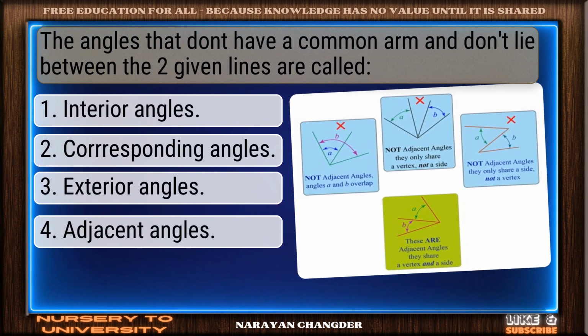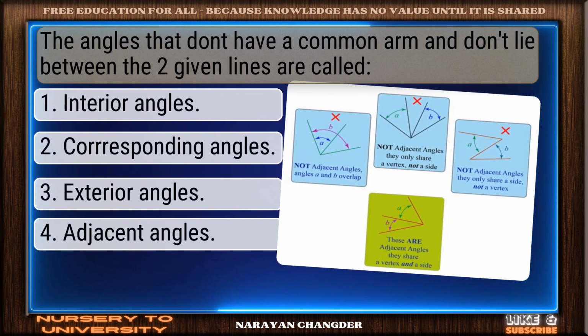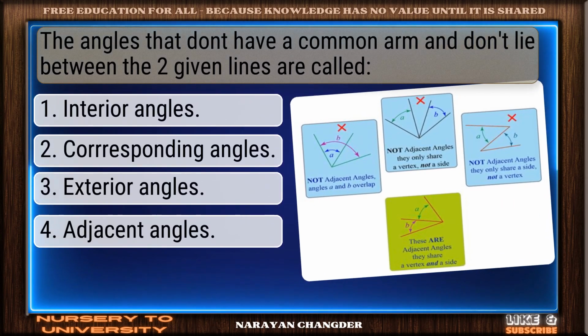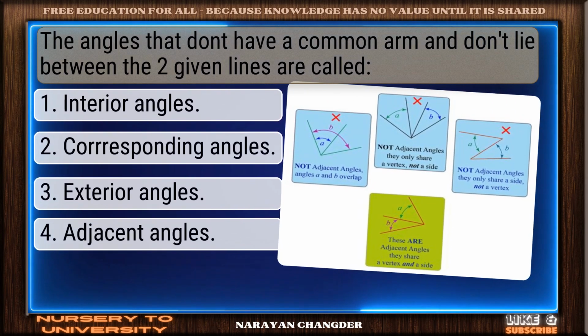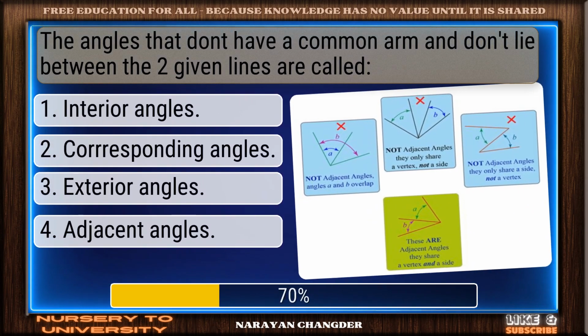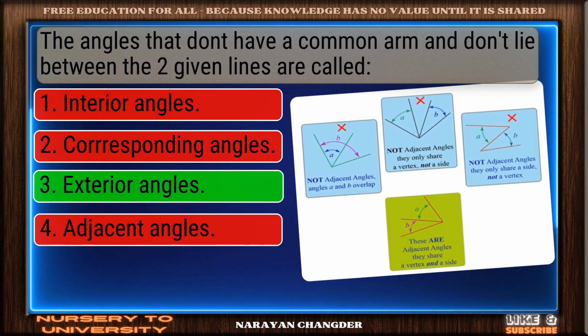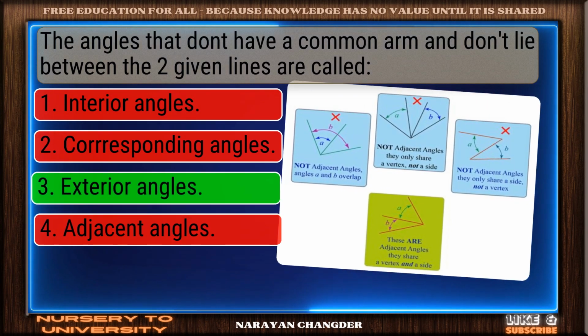Question number 43. The angles that don't have a common arm and don't lie between the two given lines are called. Valid point. Exterior angles is true.